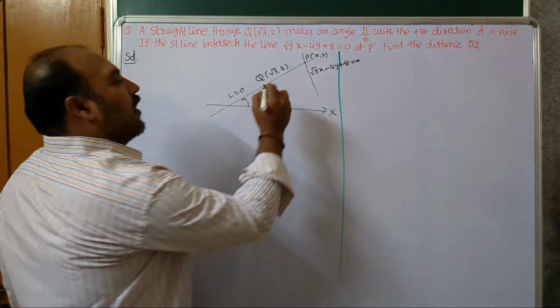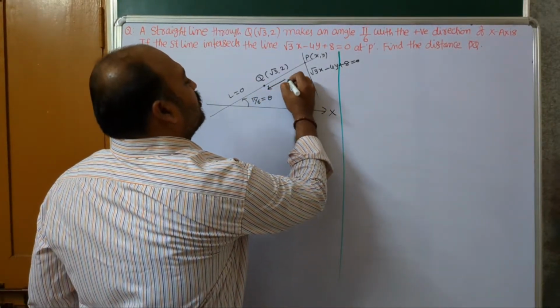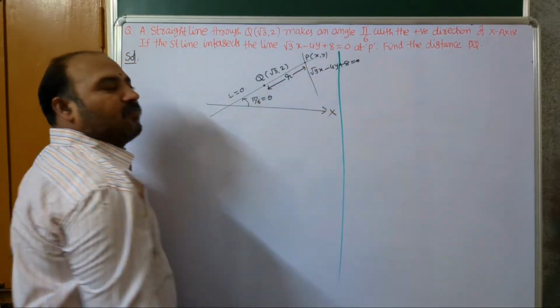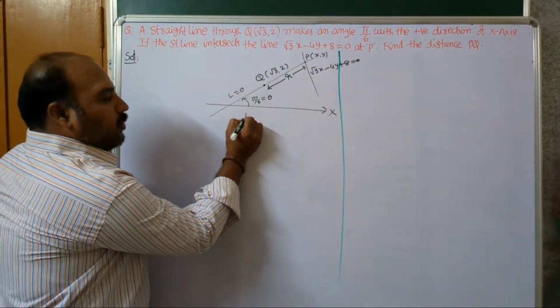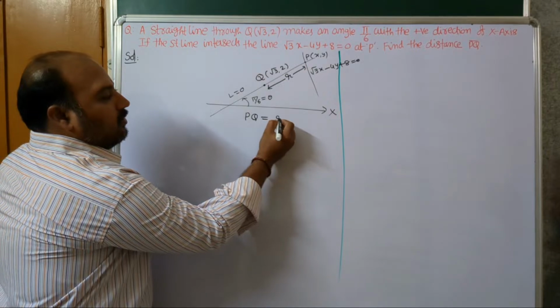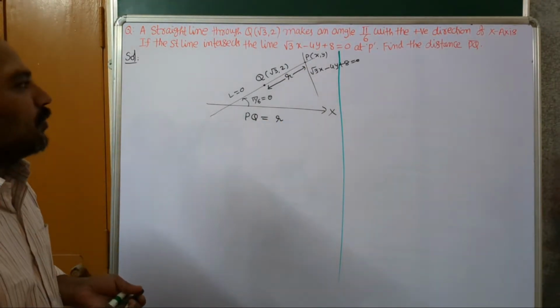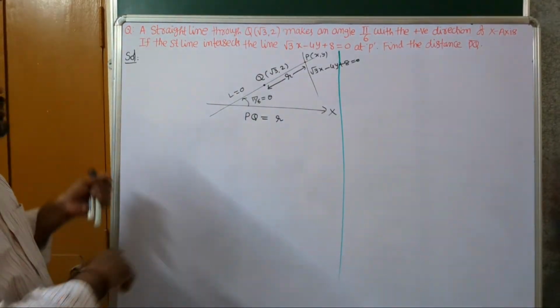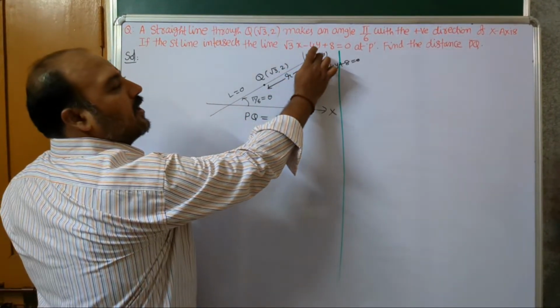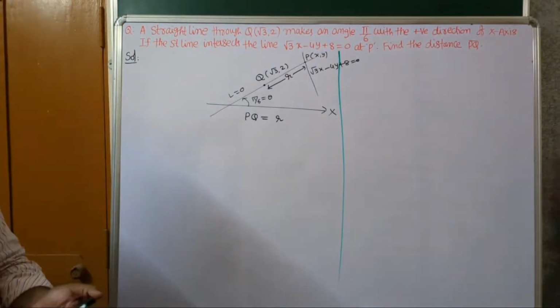They are asking to find the distance between these two points, which I am assuming as r. From the figure, PQ equal to r, the distance. Are you with me, all of you? I hope you understand that. So first we need to calculate the coordinates x comma y. How to calculate?